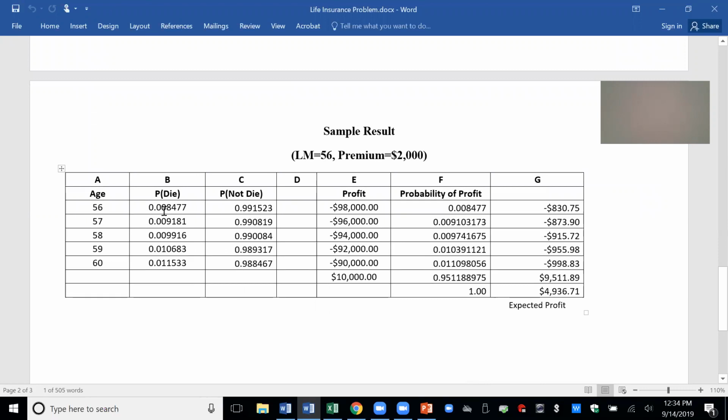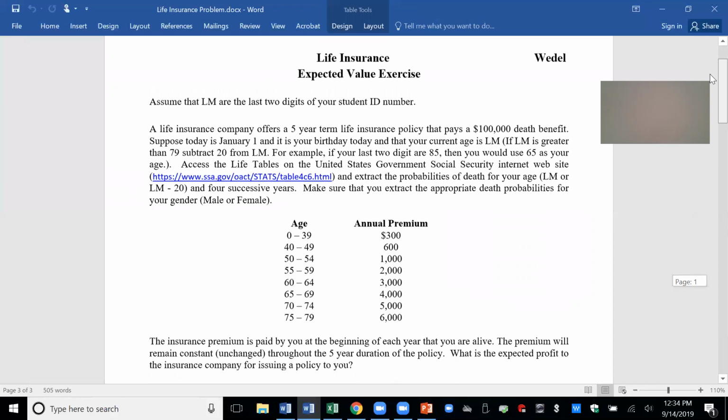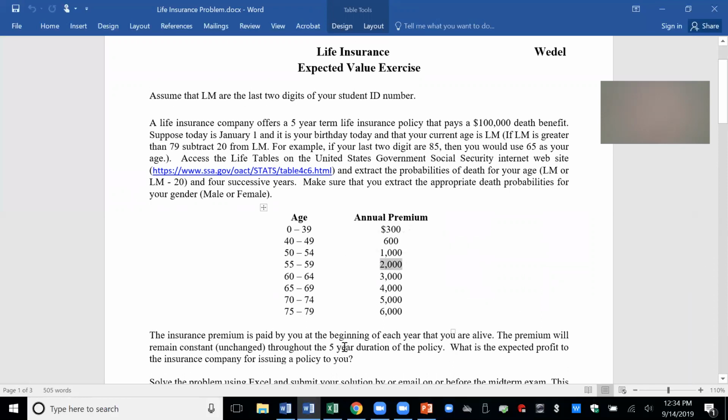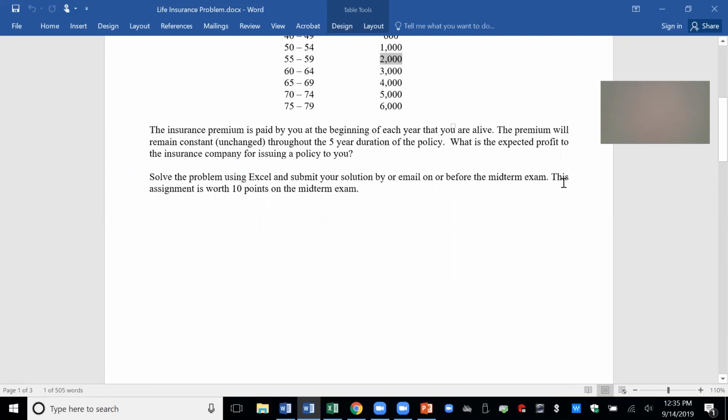So at age 56, your probability, if you're male, of dying is 0.008477. So the probability you won't die this year is 0.991523. And if we look back at our example for 56, the premium is $2,000 per year. And let's assume that whatever premium you start with, it's going to stay that for 5 years. So even though at 56, 57, 58, 59, 60, it's whatever premium you start with that you keep for the whole 5-year period. So don't jump it to 3,000 at 60, just leave it at 2,000.